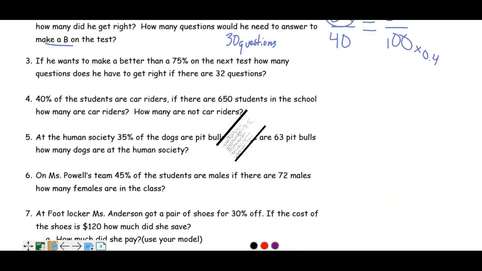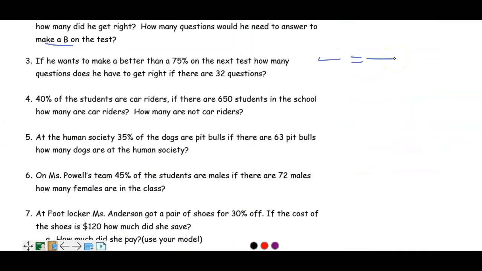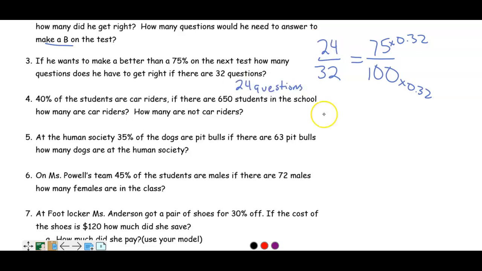All right, for number three, let's go ahead and set it up. 75% he wants. And there are 32 questions, so that is the total right here. All right, so 32 times 0.75, and we end up with 24. He needs to get 24 questions correct. All right, number four, let's go ahead and set this up. 40%.